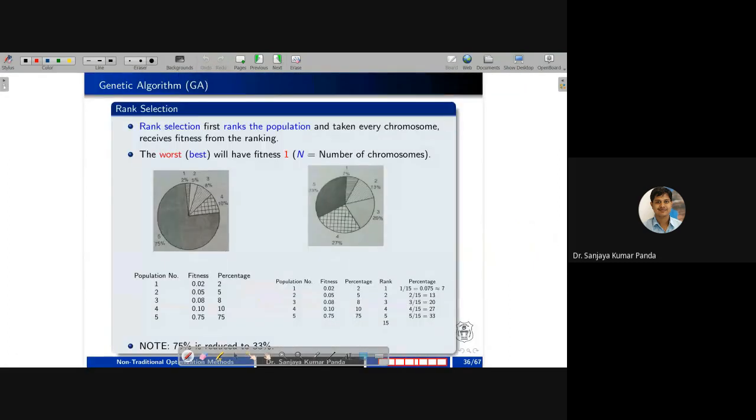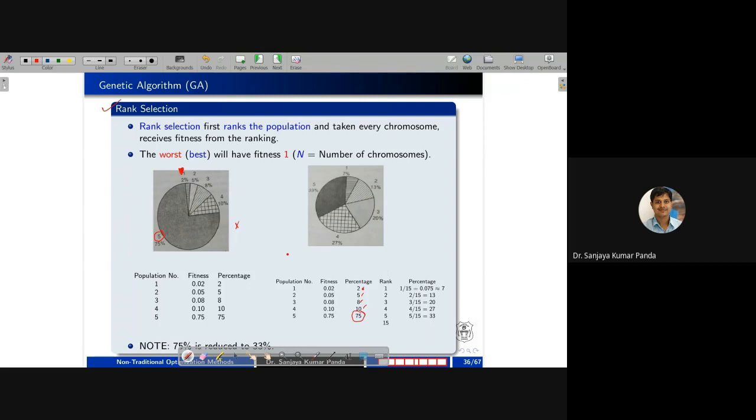Now proceed to the next selection method, called rank selection. It is a very important selection method. You can see this particular wheel where population 5 is occupying 75% of the circle, right? So definitely when you spin, the most likely outcome is that population 5 will come, which is possible in roulette wheel selection, and that is the main drawback of roulette wheel selection. So to avoid that, we go for rank selection. For example, population 5 is occupying the most space, 75%, and population 4 is 10%, population 3 is 8%, population 2 is 5 and 2.